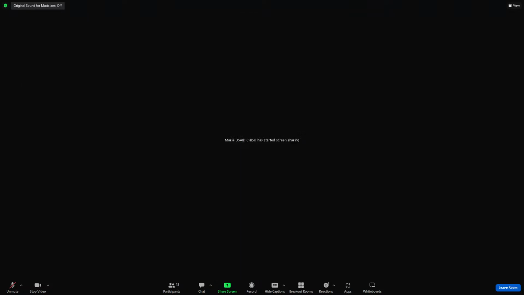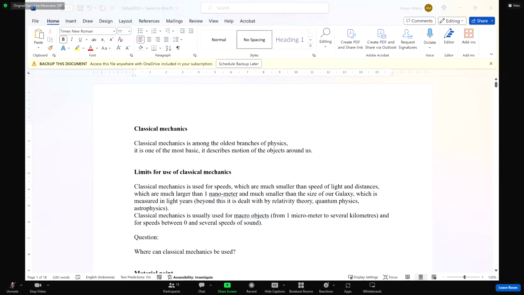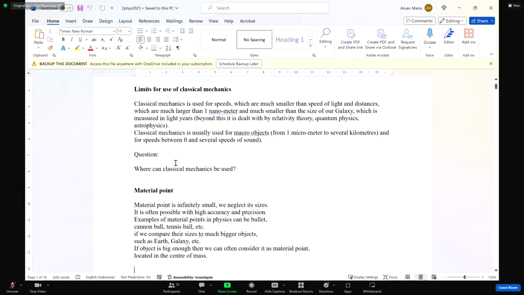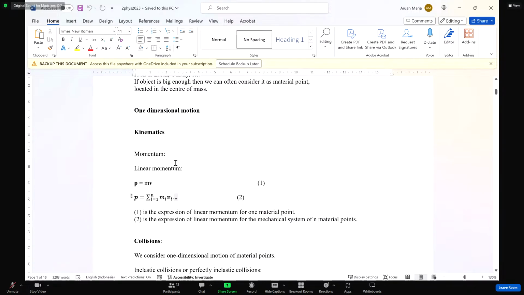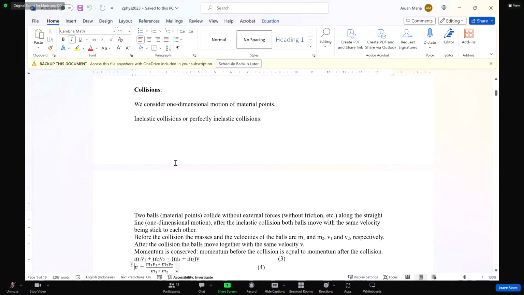Here we discuss classical mechanics, the limits of classical mechanics. Classical mechanics fails for big speeds, small distances, and small masses. So basically, it's the same as the task. What I did, I just put all this stuff into the task. We have gone through this when we have been going through the task.